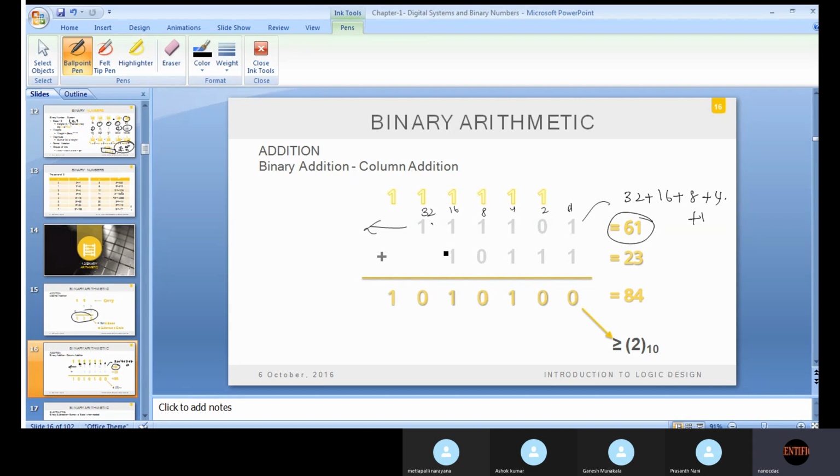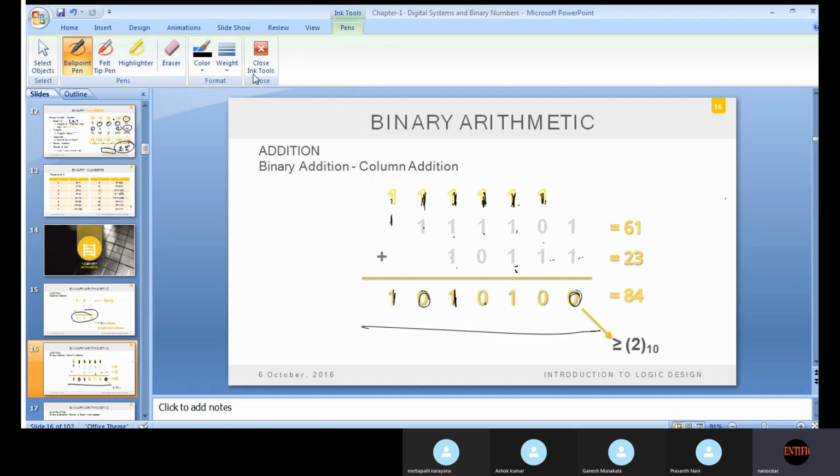Similarly, for this one: 16 plus 4 is 20, 20 plus 2 is 22, 22 plus 1 is 23. Now 1 plus 1 is 0, and 1 is your carry. You know addition, but I will still explain for a minute. 1 plus 1 is 0 with carry 1. 1 plus 1 plus 1 is sum 1, carry 1. 1 plus 1 is sum 0, carry 1. This carry comes here. This is binary addition.